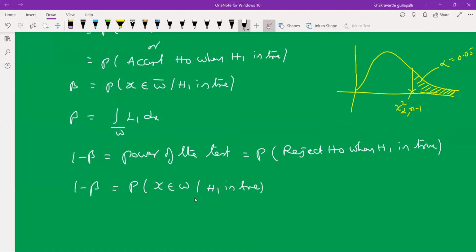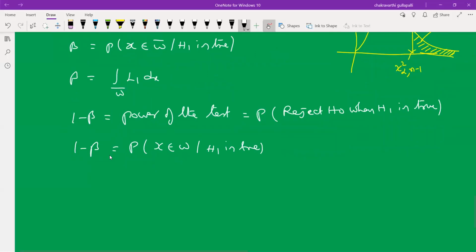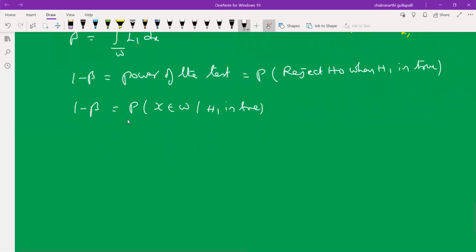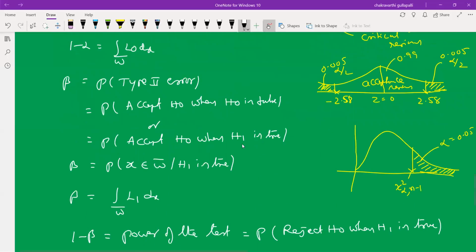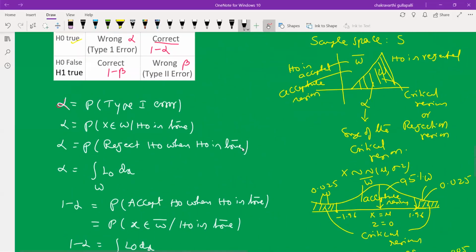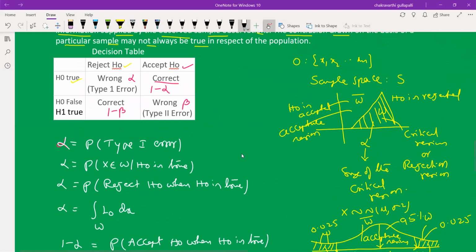Sometimes you have to use this formula to calculate the type 2 error. Don't directly use the concept for beta calculation. You calculate 1 minus beta, and 1 minus beta gives the beta value. Use the power of the test to calculate type 2 errors. That is the best practice. So the integral over W of L1 dx. These are very important concepts: type 1 and type 2 errors.